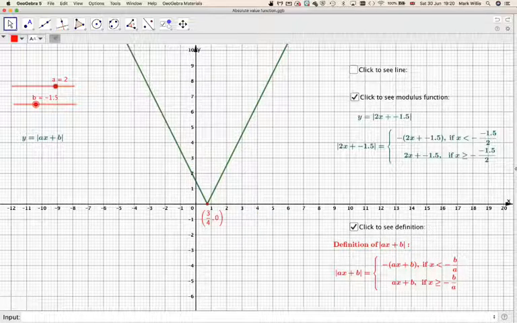Okay, so this has been a video to show you how to use the modulus function.